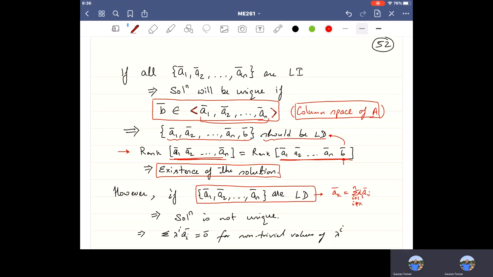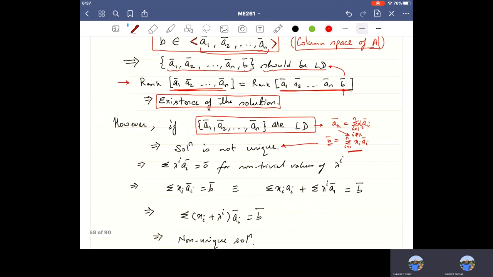You can always do that, and if you can do that, then if you were writing B as a summation of xi Ai, I running from 1 to N, then you can change the representation of AK in here, and that will change this representation of B in terms of the AIs. That means you will get a new, different set of numbers x1 to xn, which means that the solution will not be unique.